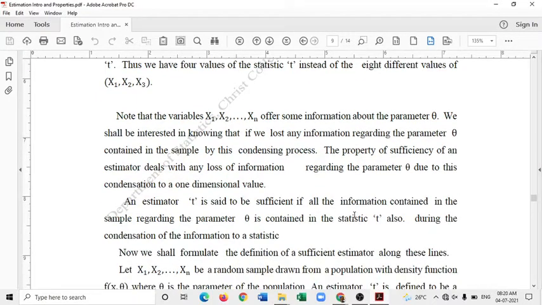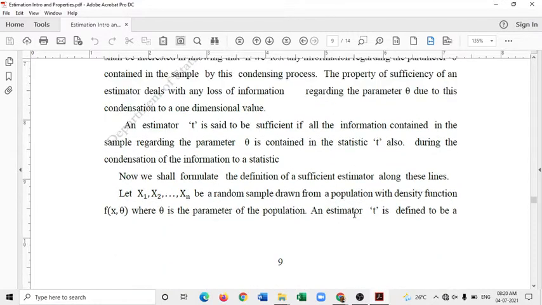An estimator t is said to be sufficient if all the information contained in x1, x2, etc., xn regarding the parameter theta is contained in the statistic t also. Here t can be considered as a totality, or a representative, of all the information contained in the sample variables x1, x2, etc., xn. Thus we have the definition of a sufficient estimator.